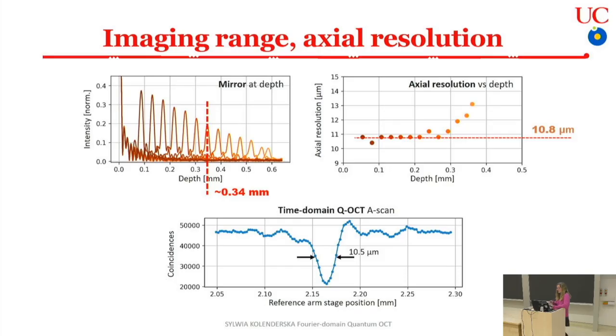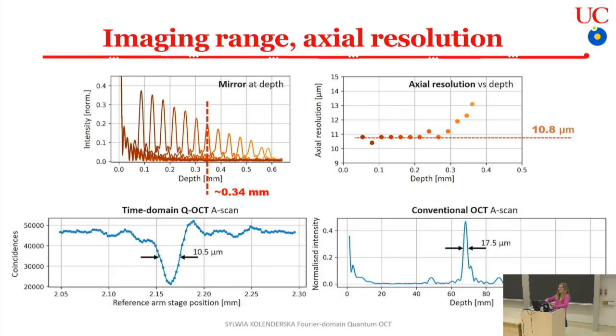Okay, so we can manipulate the length of the reference arm, right? So we are able to also detect the time domain quantum OCT and compare. We have a similar axial resolution for both approaches. When we apply conventional OCT, that will be the same interferometer, but instead of the quantum light, we will use a traditional laser whose spectral parameters are similar. We can see that the resolution is worse, just as we expected.